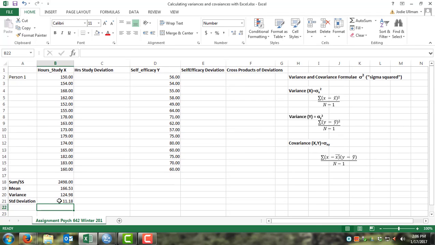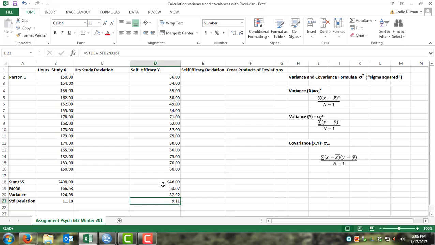So here we have hours of study. We've got the sum and the mean, variance, standard deviation. We could do all those same calculations over here, but Excel is really good at transferring formulas. So we could just highlight that whole area, click over here, Control V, and voila, we've got the sum, the mean, the variance, the standard deviation.